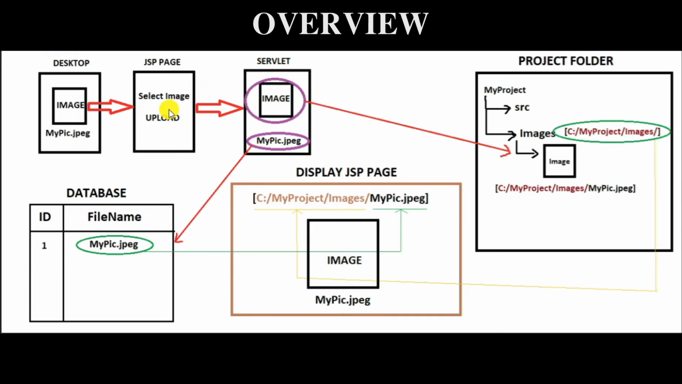After selecting the image, when we click on the upload button, our control will directly go into the servlet, and in the servlet we will fetch two things. The very first one is the actual image data, and the second one is the image file name. Now since we have the actual image data and image file name, it's time to upload it into the database.